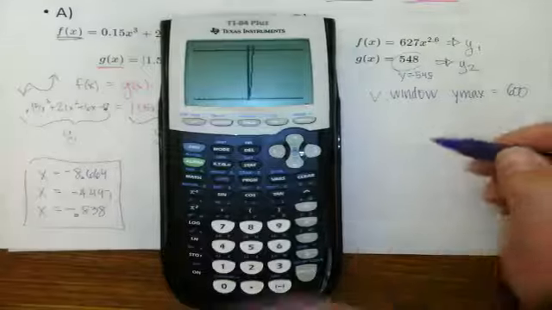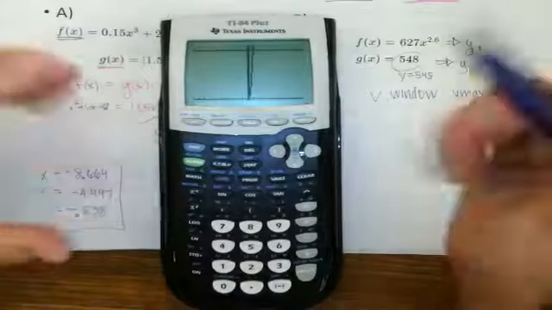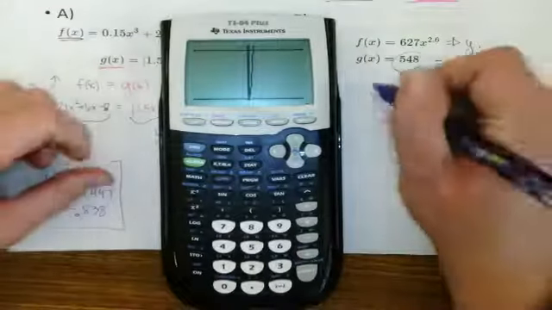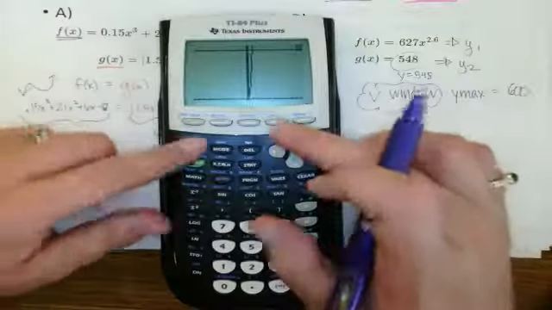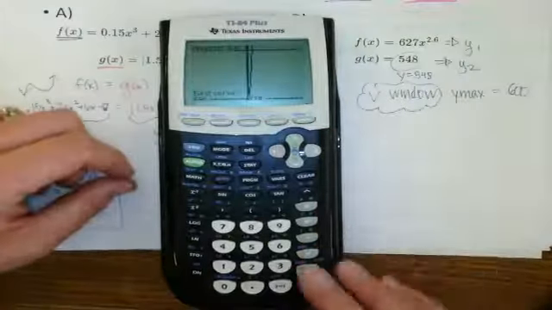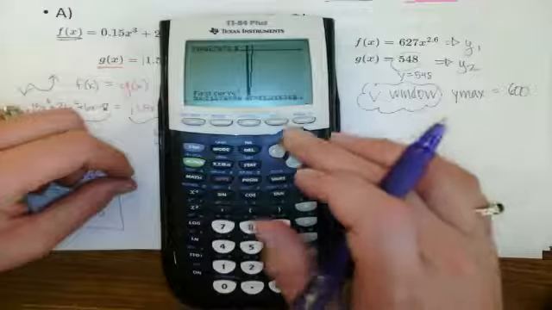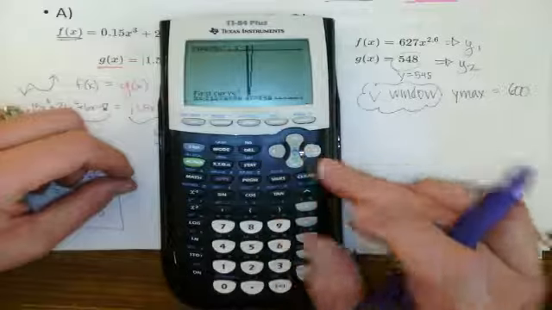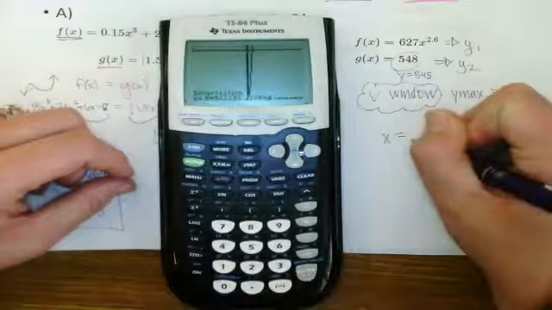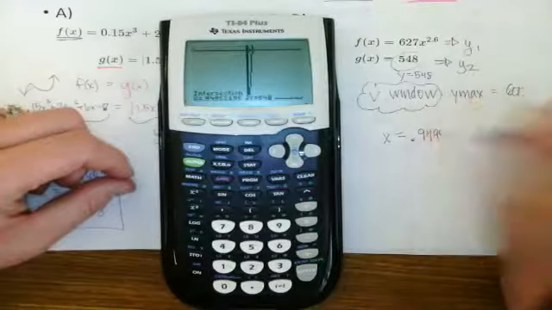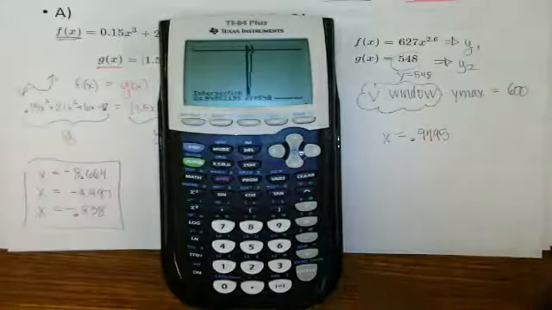So now we see, that's the tricky part. You've got to know how to change the window setting on your calculator. So now we can do calculate the intersection. I'm going to move Tinkerbell to my second equation. Now enter, enter, enter. X equals 0.9495, and you're going to have to pay attention to the rounding.